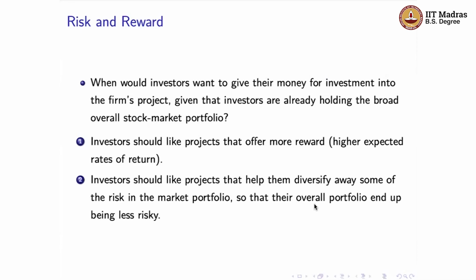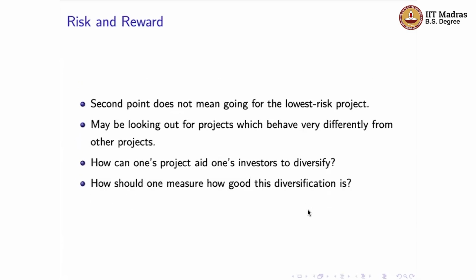However, the second criterion is a bit more complicated, right? Here we need to think about how they like projects which actually help them to reduce the risk. And we now understand that to mean that they like projects which help them diversify away some of the risks that are already there in the market portfolio, so that the overall portfolio ends up being less risky. So this is a bit more complicated object, right? Let's think about it a bit more.